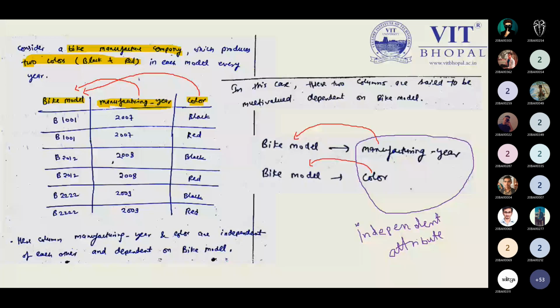So manufacturing year and color become independent variables, because they do not depend on each other, only on the one attribute. So if a single attribute, that is the bike model, determines multiple independent attributes, then it comes into this kind of functional dependency, our multi-valued dependencies. So here I am writing individually: manufacturing year depends on the bike model and color depends on the bike model. So now these are known as the independent attributes, and these are the individual dependencies we have. So bike model is common. We can say the manufacturing year and color both depend on the bike model. Such dependencies come into our multi-valued dependencies.